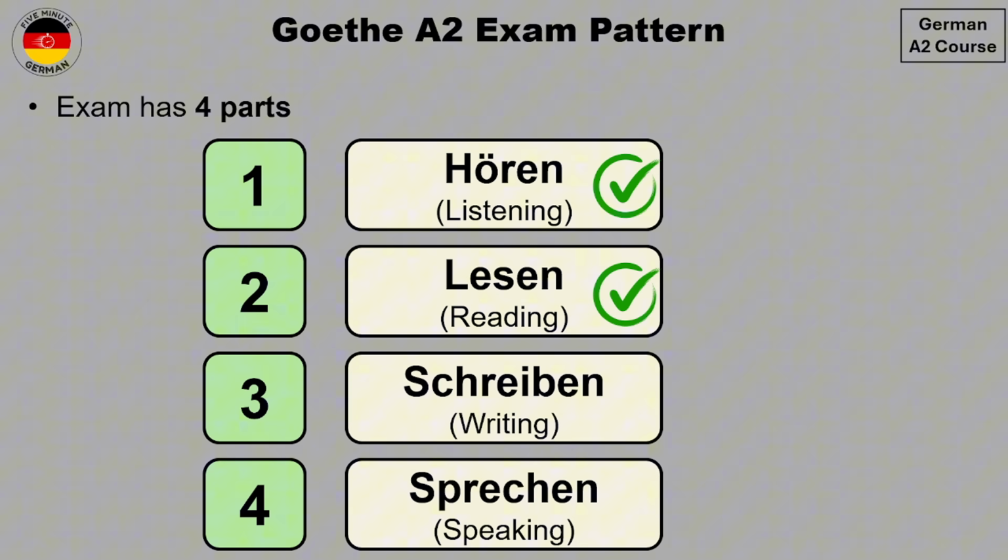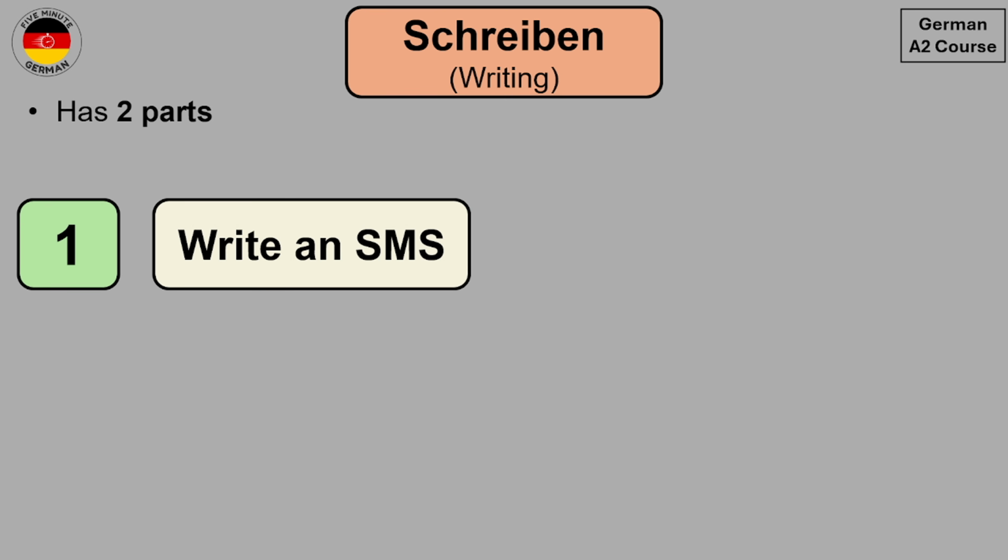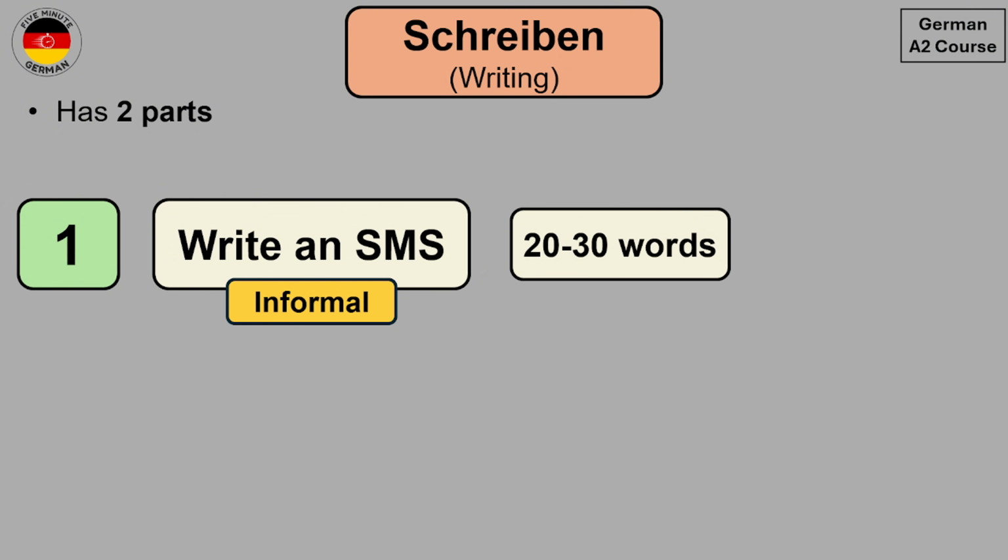Now let's take a look at the next part, which is Schreiben or writing, and this has two parts. In the first part, you have to write an SMS. So this will be an informal SMS, which means that you will write it to a friend or someone you know very well, and you will have to write 20 to 30 words. And this part has 12.5 marks. Let's first take a look at what you have to do in part number 2 as well, and then I will show you how the questions are asked.